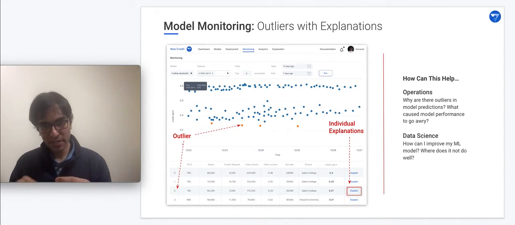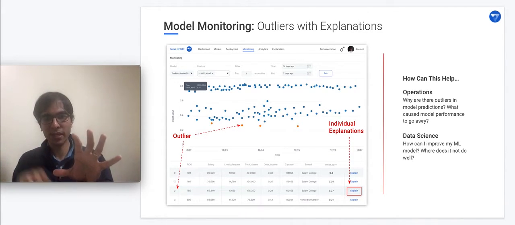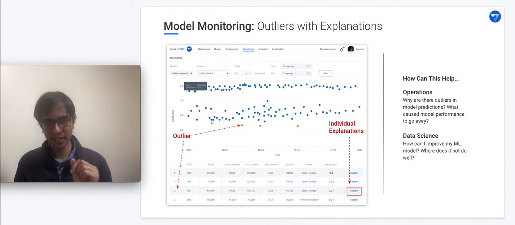Whenever those kinds of predictions happen, you can go back to the explainability interface and explain them. So if there is a very low prediction that was made, you can click this explain button and go back to that interface with the tornado chart and the what-if sliders, and you can probe the model and see why it made that egregious prediction.